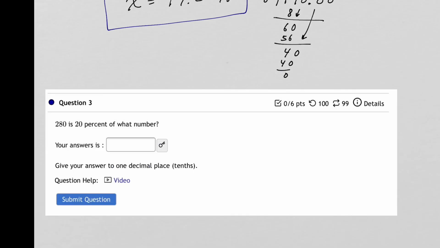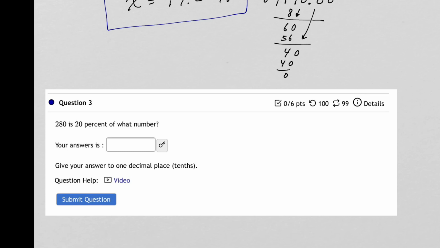Okay, and then to finish up the section, let's just do a couple of problems from your homework from MyOpenMath. So this question says, 280 is 20% of what number? You can either set this up as an equation or you can set it up as a proportion. It doesn't matter, whatever way you feel more comfortable. Just for variation, let's do this as an equation.